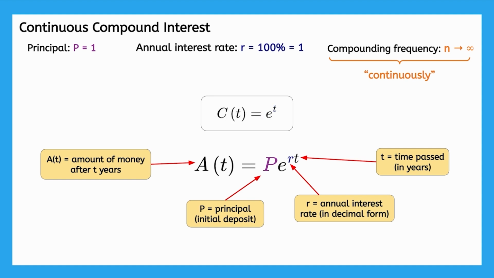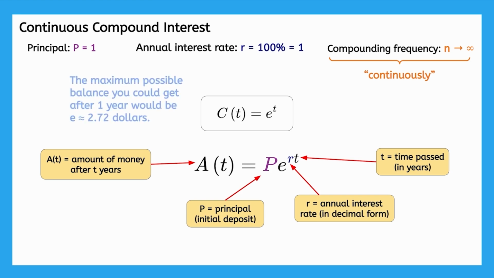How does this type of compounding compare to the other ones we tried? With your $1 deposit and 100% annual interest rate, continuous compounding would be your absolute best choice, as it would yield the maximum possible earnings. Since e to the 1 is just e, the maximum possible balance you could get after 1 year would be e dollars, which rounds to $2.72.